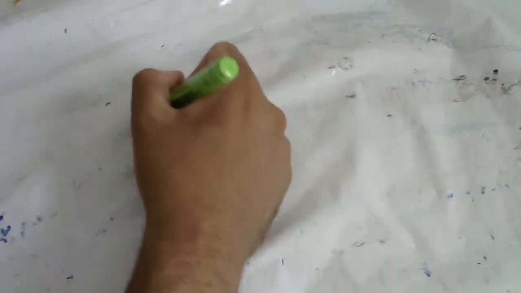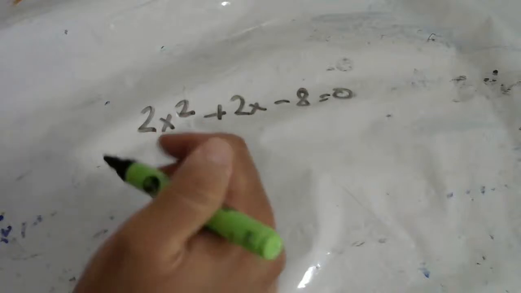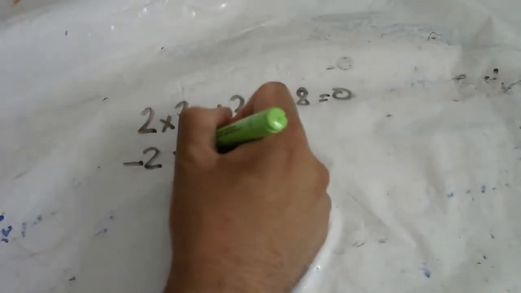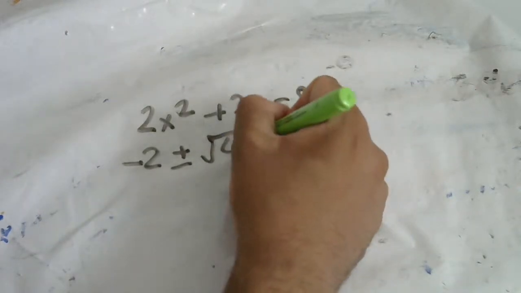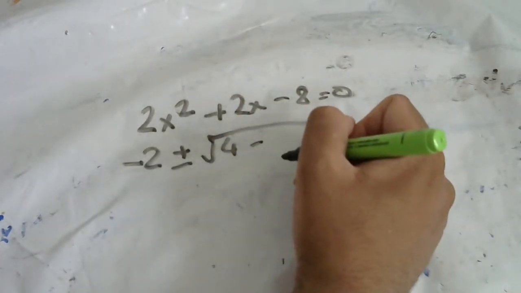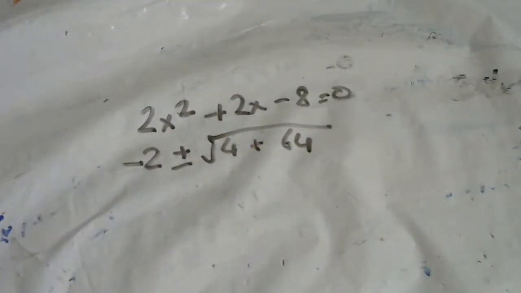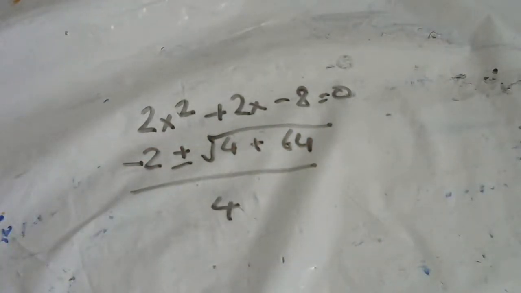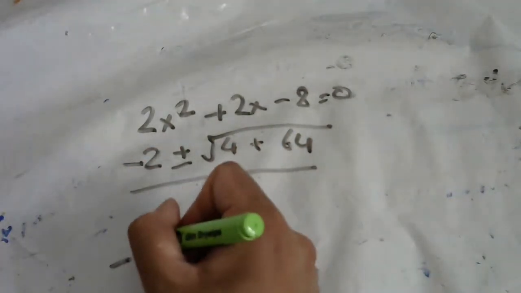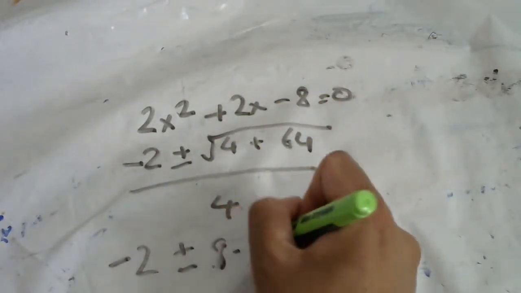If you want me to prove that to you, let's prove it, just to make you feel comfortable that dividing by 2 didn't do any harm. With 2x squared, it goes minus b, so minus 2 plus or minus the square root of b squared, which is 4, minus 4ac, which is going to be 8 times 8, 64, and that's going to come out positive. And that's all over 2a, which is 4. So you're going to end up with minus 2 plus or minus 64, which is about 8, over 4.